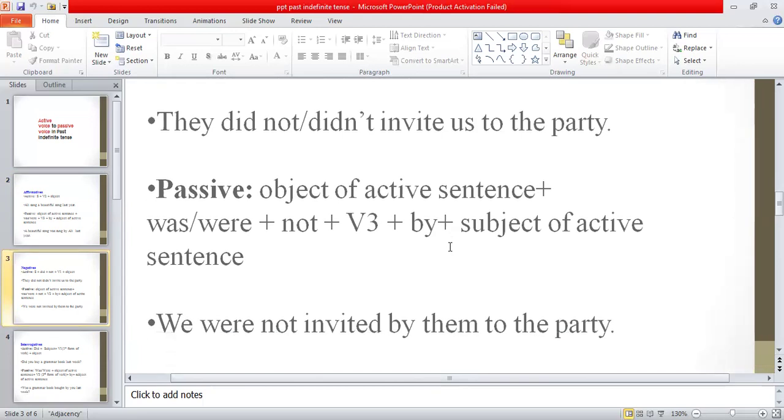So the sentence will be, we were not invited by them to the party. In the sentence, us was the object. So it was the object pronoun, and the subject pronoun of us is we. Fine. So this is the reason that here we are going to use we.